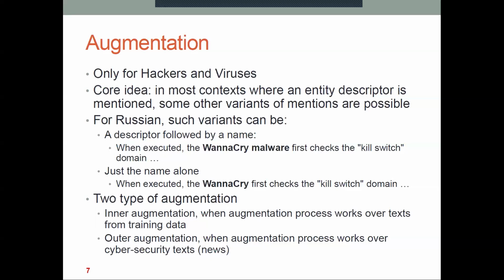And we introduce two types of augmentation. Inner augmentation is when we use training sentences and try to find some descriptors without any named entity after this descriptor, and we try to insert or replace the descriptor with a hacker or virus from our dictionaries. And outer augmentation is when we augment sentences from our news dataset.